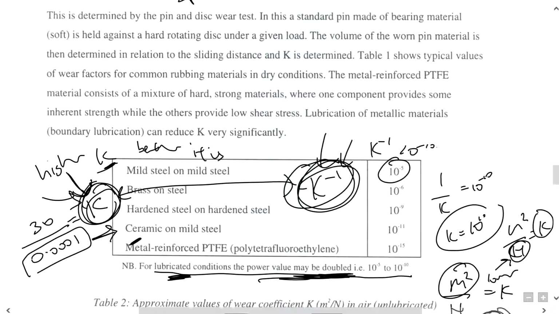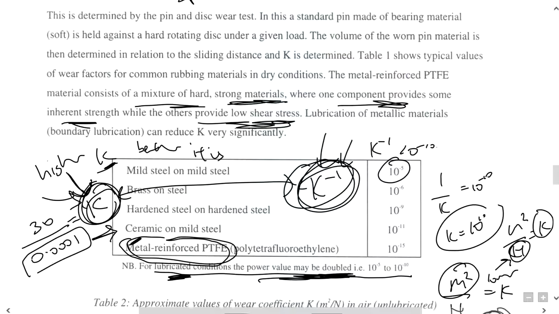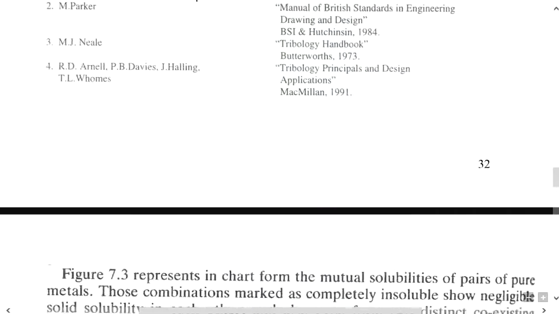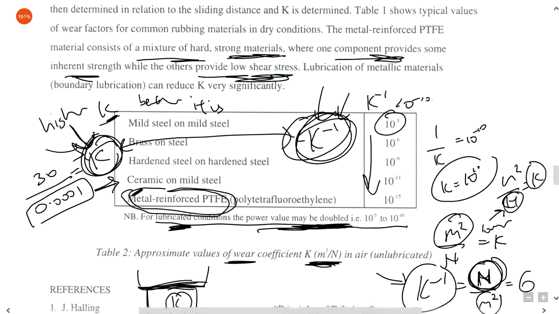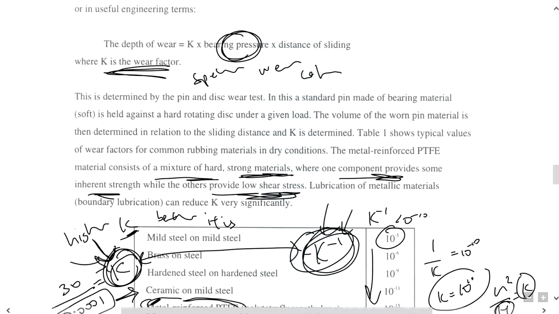And take note that your metal reinforced material over here is the best. It consists of a mixture of hard and strong materials. One component provides some inherent strength, another one provides low shear stress. So the lower the K inverse, the better. I think it's quite informative for me. So I think that's all.